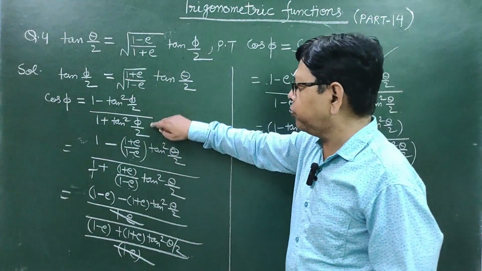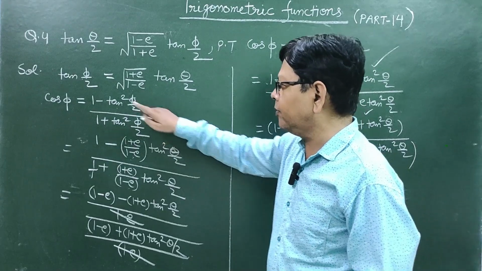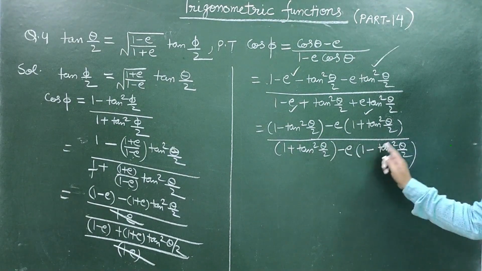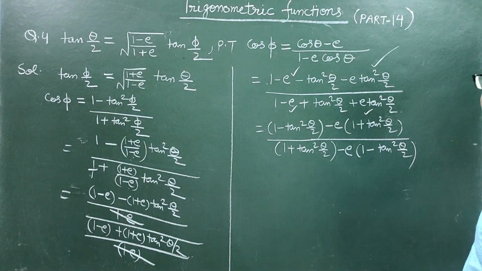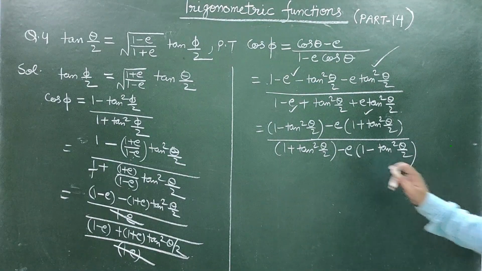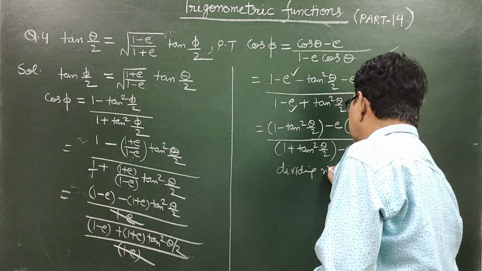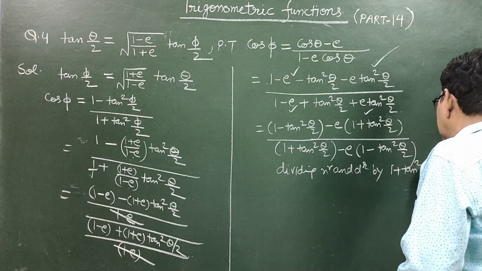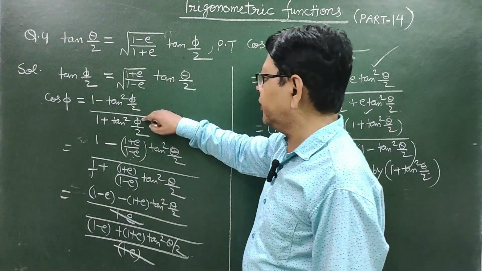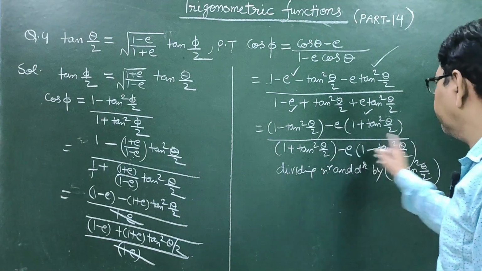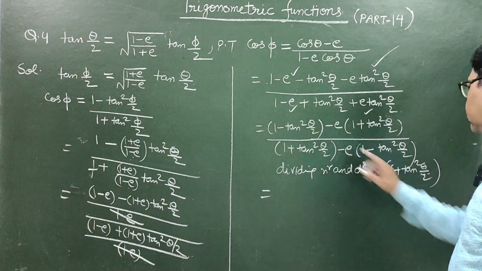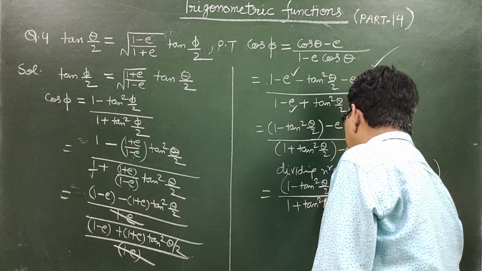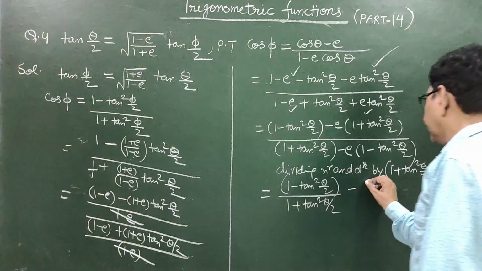Now to make the formula, 1 minus tan square theta/2 upon 1 plus tan square theta/2 is equal to cos theta. To get rid of the e terms, we divide both numerator and denominator by 1 plus tan square theta/2, so that this formula can be applied. In the numerator, the first term divided by 1 plus tan square theta/2 gives (1 minus tan square theta/2) upon (1 plus tan square theta/2), and the second term, divided by 1 plus tan square theta/2, is left with e only.